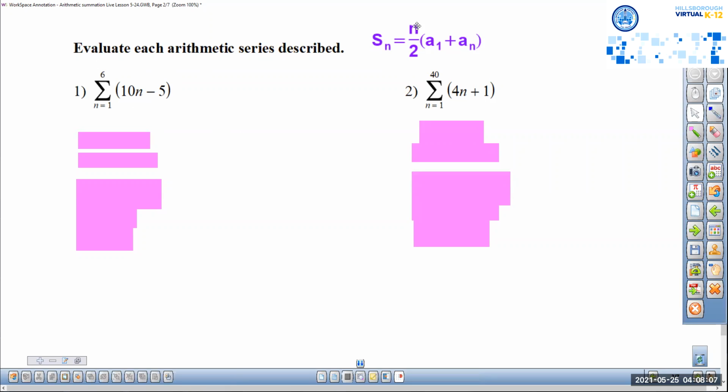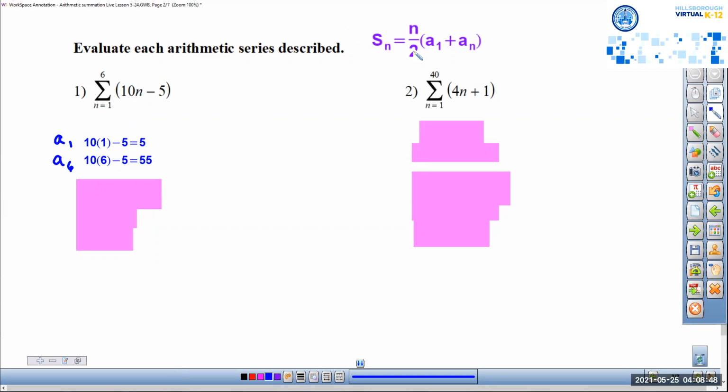And there is this formula right here. And we need the first term and the last term. So n equals 1 is the first term, and n equals 6 is the last. So we're going to plug in those numbers and simplify. 10 times 1 is 10, minus 5 is 5. Now we're going to do 6. 10 times 6 is 60, minus 5 is 55. So we have the first term and we have the last term. Now we're going to plug them into here.